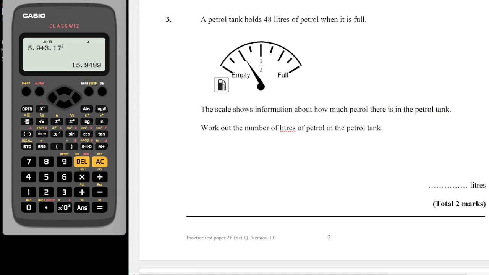Okay, question 3. A petrol tank holds 48 litres of petrol when it is full. The scale shows information about how much petrol there is in the tank. Work out the number of litres of petrol in the tank. From the diagram, if this is a half, this is obviously a quarter, so the petrol tank is a quarter full. So we want to work out a quarter of 48. You could halve it and halve it again, so that could appear on a non-calculator paper. Or alternatively, you could type in 1/4 times 48. There we go.